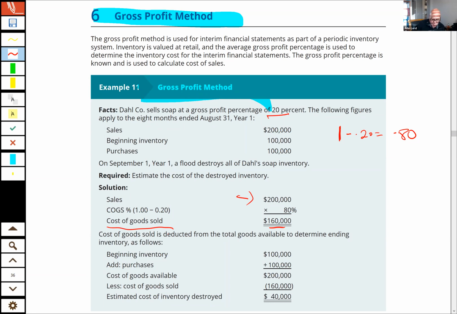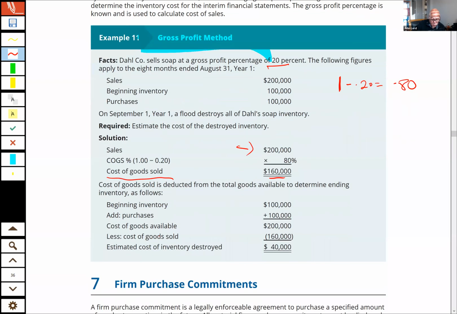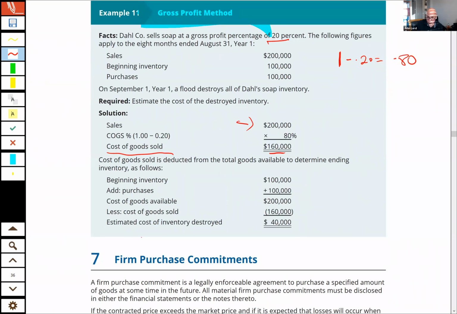And if the question asked you something like, they don't know what the value of the ending inventory was, well, you could take your beginning inventory plus your purchases, which gives you your goods available for sale. And this is where even if they're using a perpetual method, it still may be useful to know that formula. Beginning inventory plus purchases equals goods available for sale.